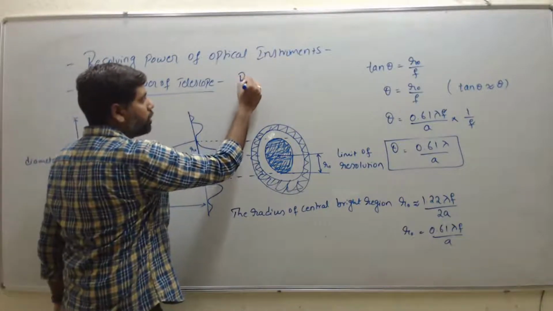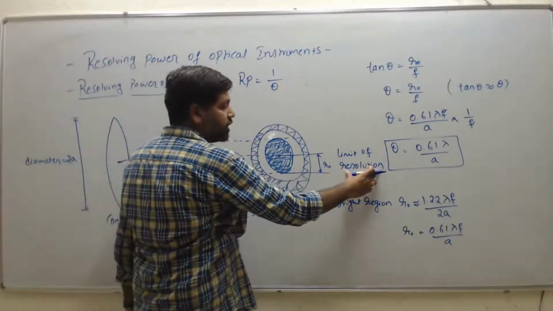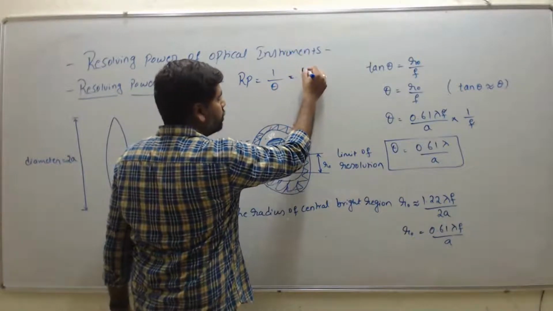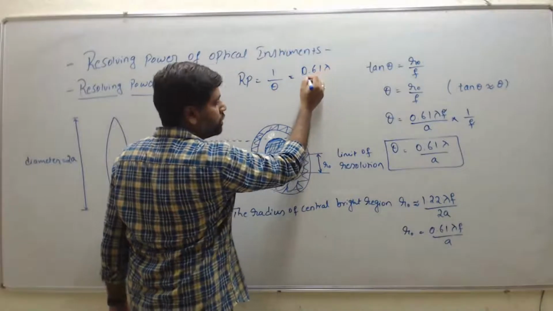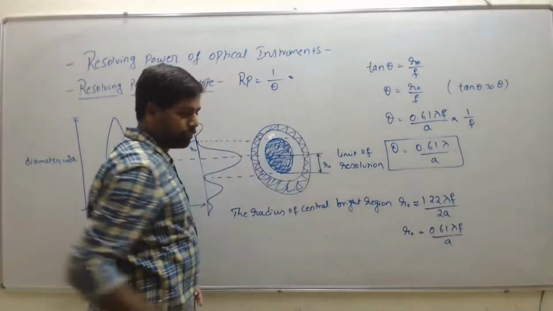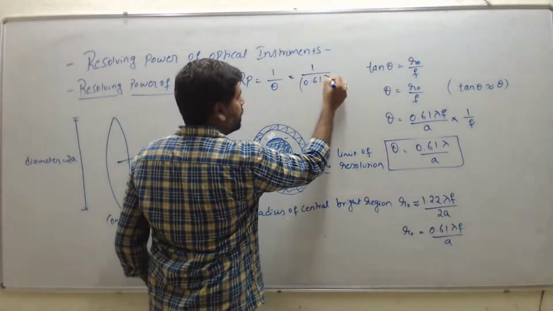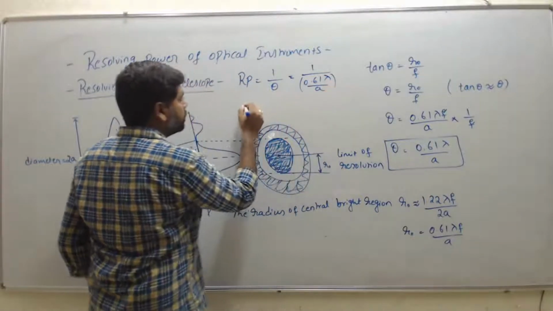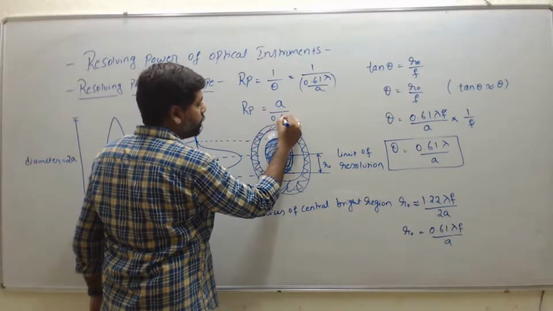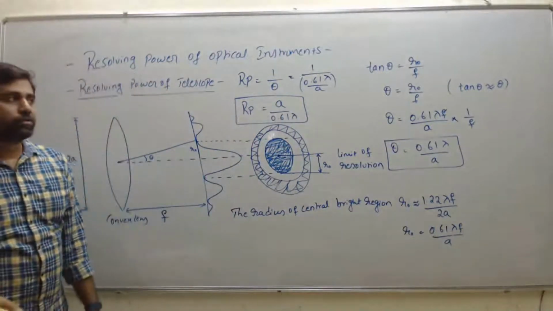So that is the resolving power of the telescope, Rp is equal to 1 divided by theta. So theta is nothing but the limit of resolution. So if we substitute theta here, then Rp is equal to 1 divided by 0.61 lambda whole divided by a. So the resolving power of the telescope is equal to a divided by 0.61 lambda. So this gives the resolving power of the telescope.